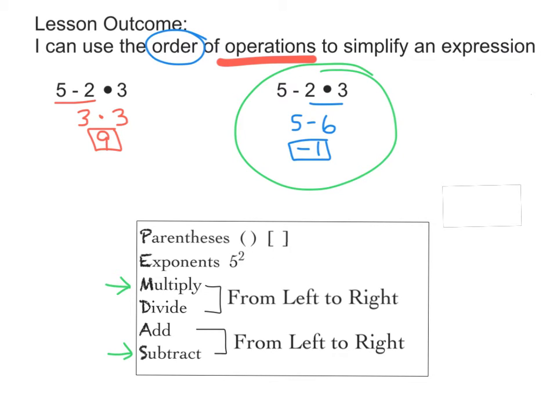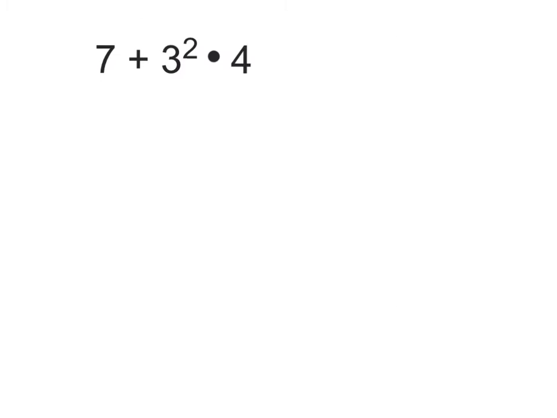Let's try some examples. Okay, so let's try this first example here: 7 plus 3 squared times 4. One thing I recommend to students often is to write the order of operations down somewhere on their paper for each question, or at least somewhere at the top of their paper to refer to.